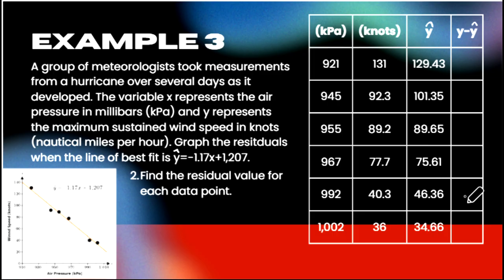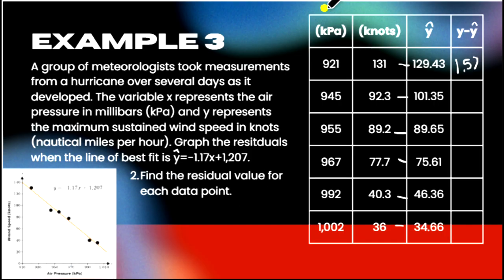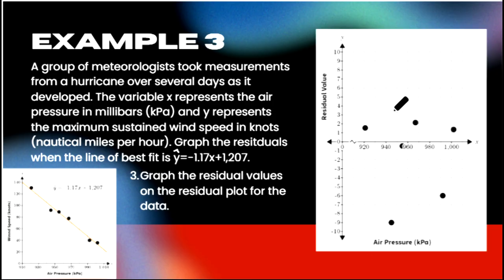Now that you've done that, you need to find the residual for each data point. So we're just going to subtract y hat from y. Y minus y hat. Okay, 131 minus 129.43. We are definitely using the calculator. Gives us 1.57. Okay. You do that all the way down your whole chart. And then you're going to take your x values and your residuals, and graph those on a new graph, and this is your residual plot for the data.